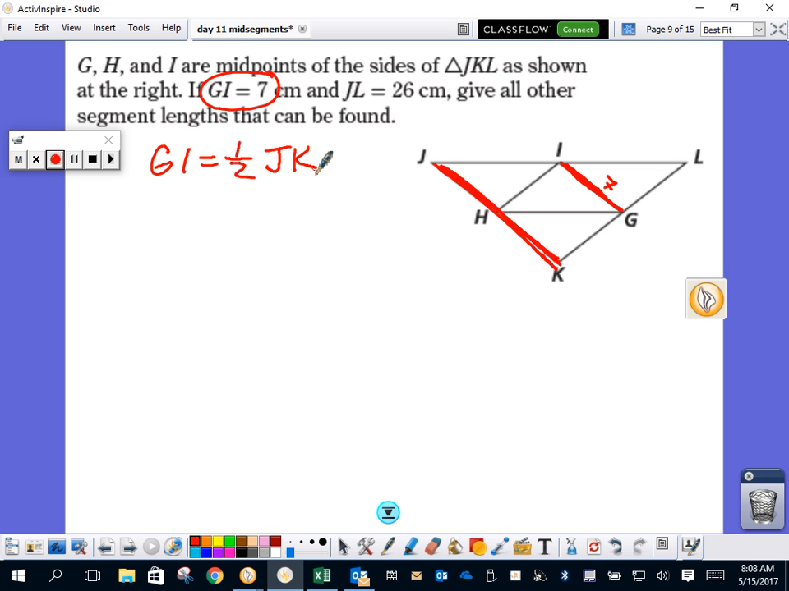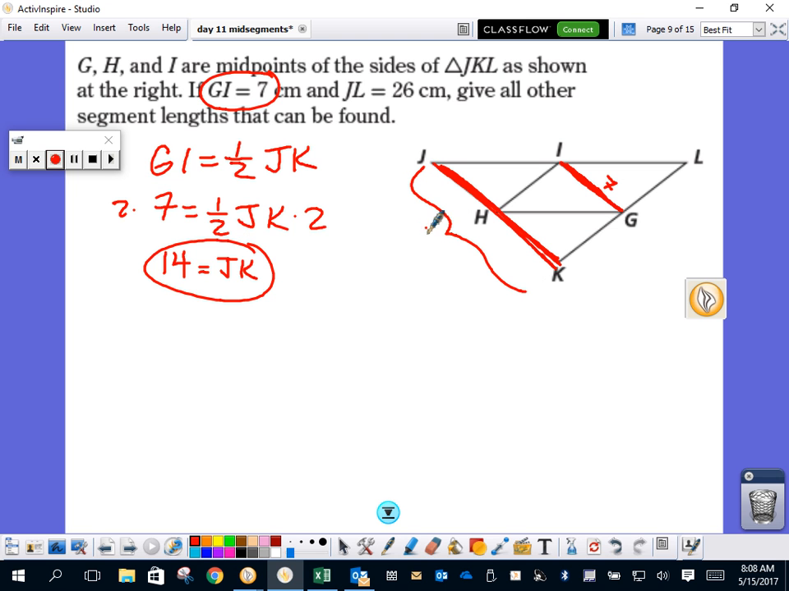We have GI is 7. So what's the length of JK? 14. You didn't know that off the top of your head. Multiply both sides by 2. Okay? So you want to label JK. Hey, I show as much work as I think kids would benefit from. So if you know yourself, whatever works.